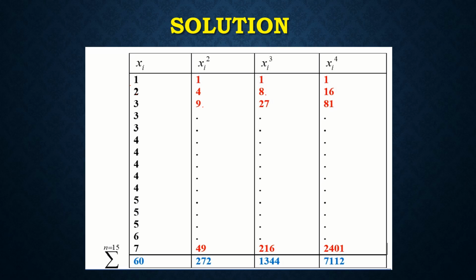We find the summation of xi: 1 plus 2 plus 3 and so on, plus 7 equals 60. The summation of xi power 2: 1 plus 4 plus 9 and so on, plus 49 equals 272. Summation xi power 3 equals 1 plus 8 plus 27, and so on, plus 216, equal to 1344. The summation xi power 4 equals 1 plus 16 plus 81, and so on, plus 2401. This sum equals 7112.